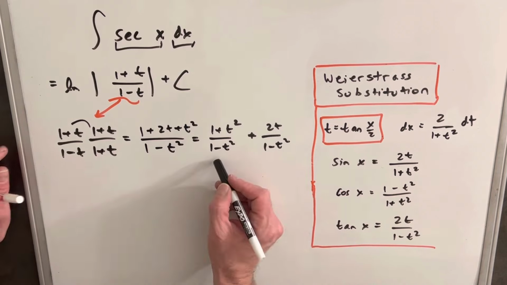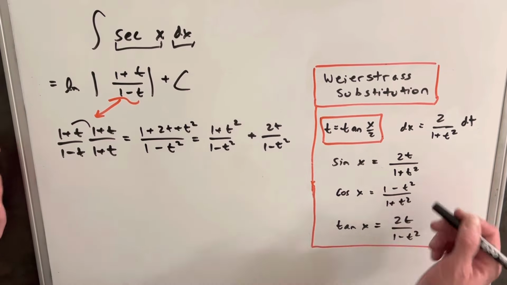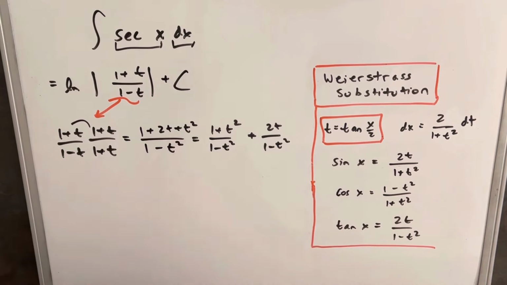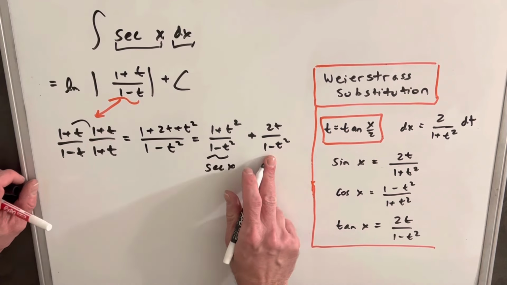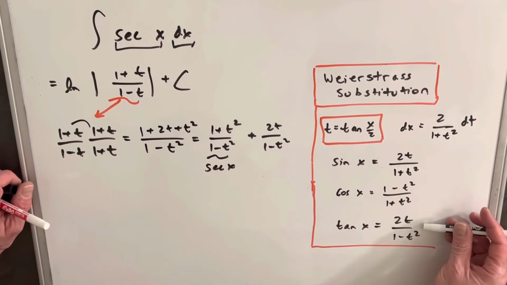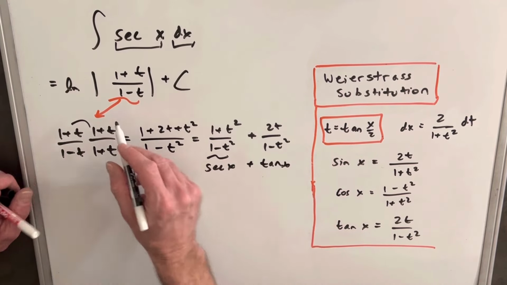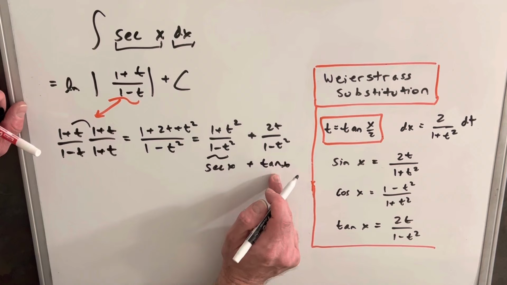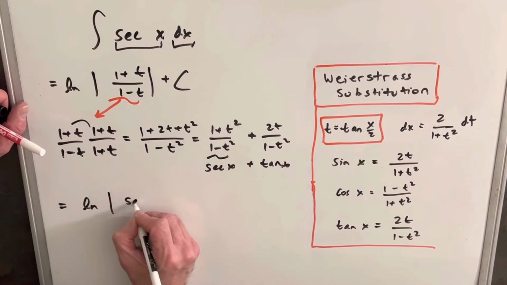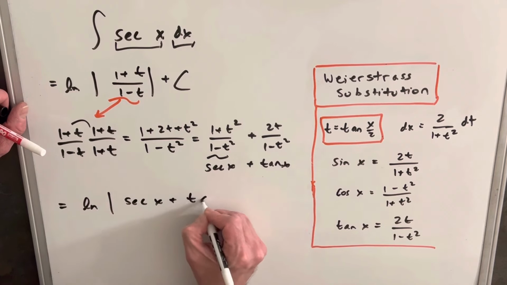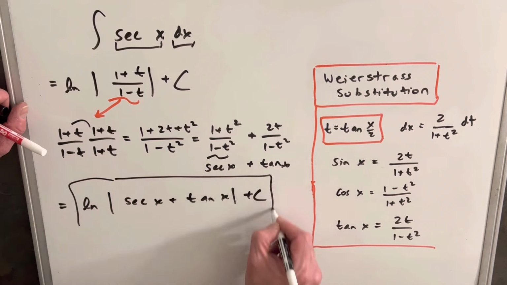But you notice this 1 plus t squared over 1 minus t squared is just the reciprocal of cosine, the value we found earlier for secant. So this piece right here is secant of x, and then 2t over 1 minus t squared, you notice, is this value for tangent right here, so tan x. So we have a secant and tan in here, so for our final answer we have ln absolute value of secant x plus tan x plus c, and we're done.